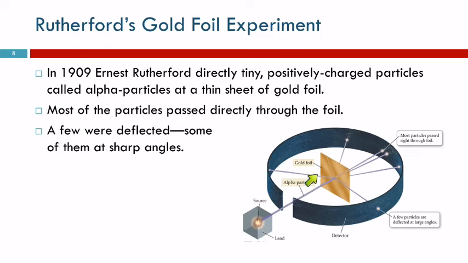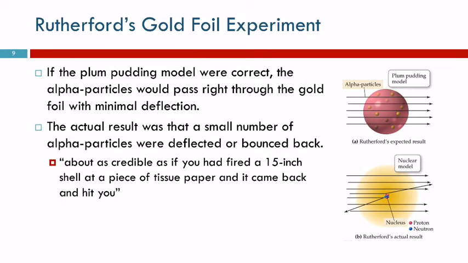So what they found was that most of the particles went straight through the foil, but some of them bounced off, almost, back at you. This was not what he expected. Here's the plum pudding model. And the alpha particles are much bigger than the electrons. And so he expected that most of the alpha particles would just go straight through. They're positively charged. They shouldn't interact with the positive charge of the sphere. If anything, they're just going to shoot through it. What happened, though, was they bounced back.